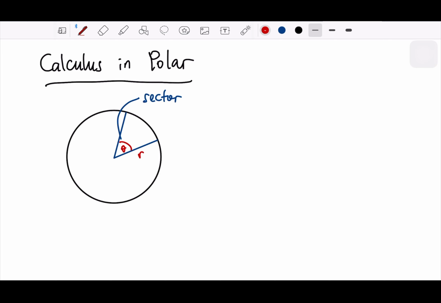So the area of the sector, we can use the angle ratio, right? Theta divided by 2 pi and then pi r squared, right? And we can get this.